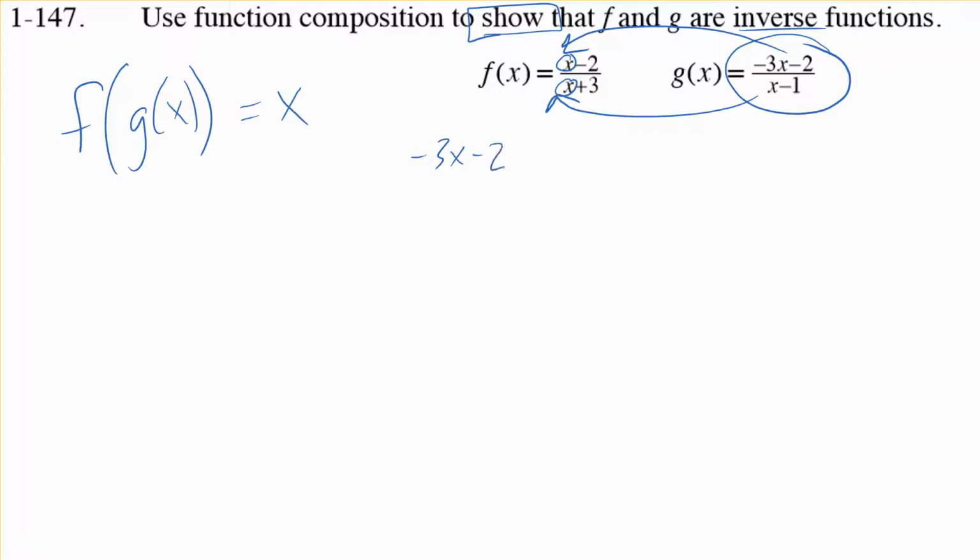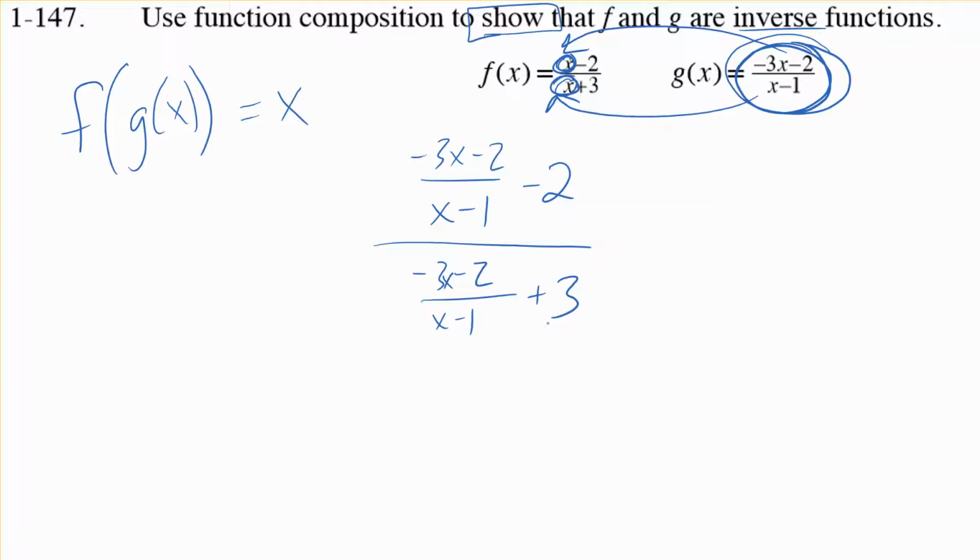Negative 3x minus 2 over x minus 1, right there, minus 2, over, now I'm going to put the whole thing where that x is, negative 3x minus 2 over x minus 1 plus 3. So that's the whole thing.